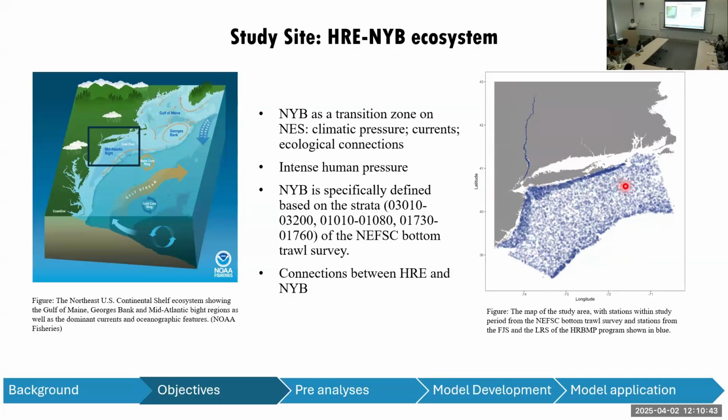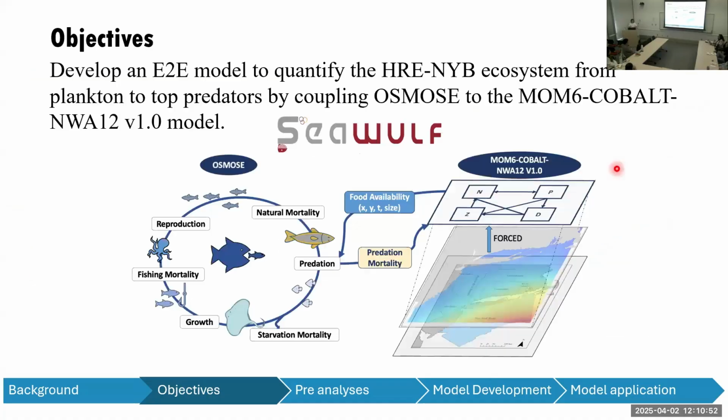Therefore, it's important to consider these two habitats together, and we want to better understand how this ecosystem works and what the ecosystem dynamics look like. So the overall objective of this project is to develop and test an end-to-end ecosystem model to quantify the Hudson River estuary New York Bight ecosystem from plankton to top predator by coupling the two submodels listed here. This model development process requires a lot of computational resources, and therefore the usage of the Seawulf cluster is necessary.